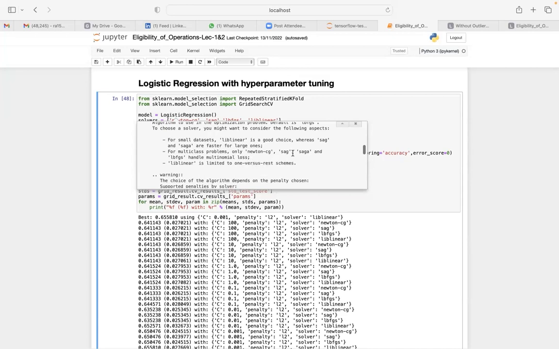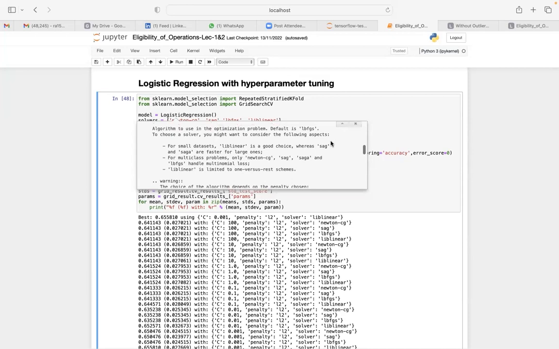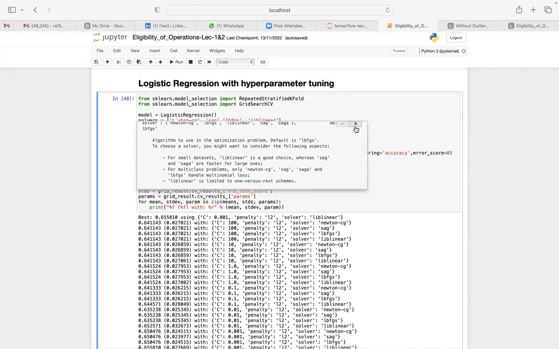For multi-class problem, Newton's CG, Saga, SAG, and LBFGS are used. Liblinear is limited to one versus rest scheme. So basically, liblinear is used for binomial classification. Okay. So apart from liblinear, you can use every other algorithm as a solver to optimize the problem. When we say optimize the problem, it basically means that we are trying to reduce the amount of error in each and every step, in each and every iteration. Okay. So these things help.